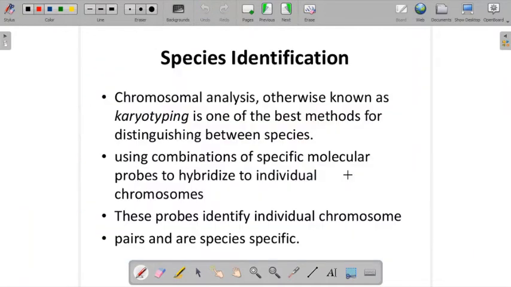So for that purpose, species identification is very important. How exactly do we identify species? First of all, chromosomal analysis is the best and most basic technique to identify which species the cells belong to. Chromosomal analysis means karyotyping. It is one of the best methods for distinguishing between species.